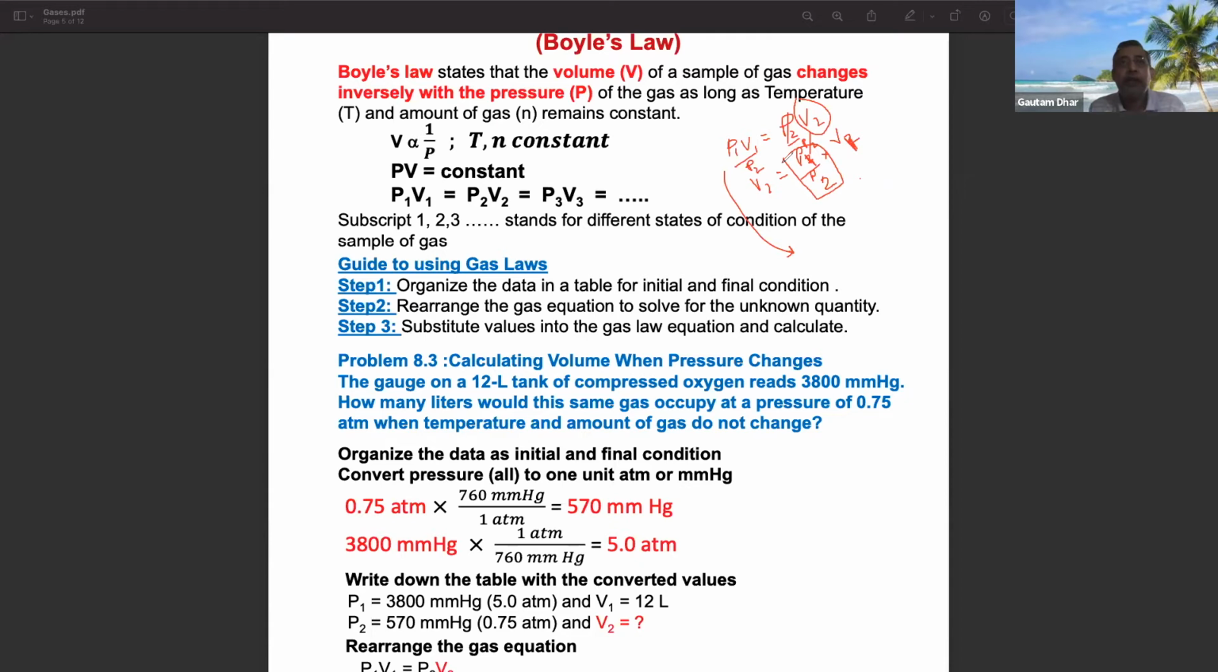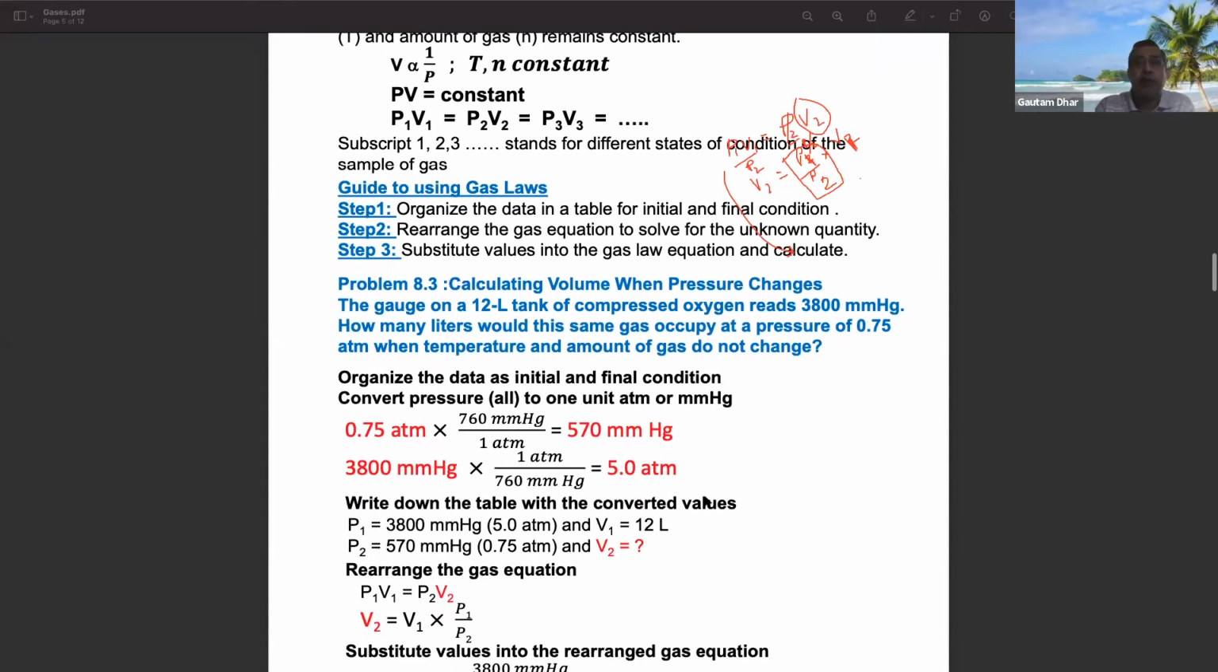Okay. So if you look at problem 8.3, calculating the volume when pressure changes: the gauge on a 12-liter tank of compressed oxygen is 3,800 millimeter mercury. How many liter would the same gas occupy at a pressure of 0.75 atm? So always write down what you have, like here, the small table. Okay, so always create the small table that you see here.